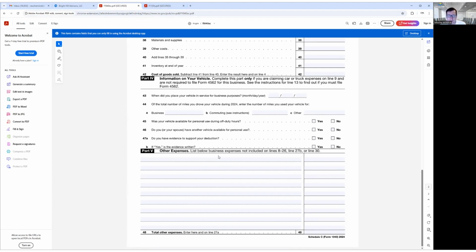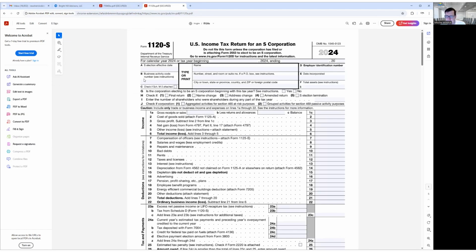IRS tells you what you should be doing. So stop asking the accountant too many questions when you can just ask the question of what does the IRS want by looking at the forms. And let's say you're an S corporation, it's very similar.